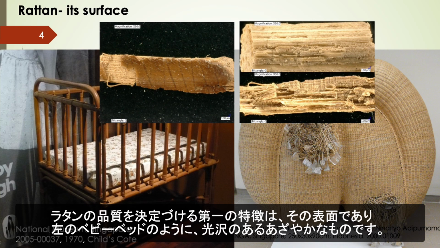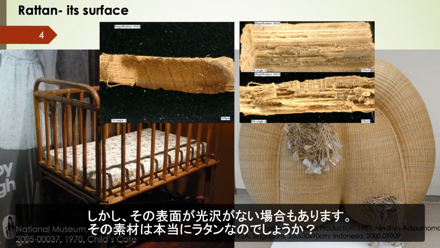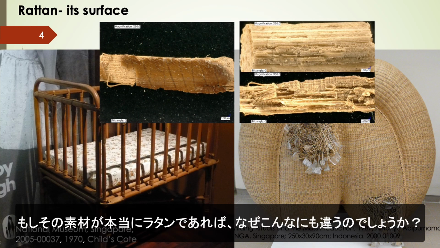The first feature of rattan, which defines its quality, is its surface, lustrous and shiny, as we see on the left side on a child's coat. But what if the surface is matte? It doesn't have any luster on the surface. Is this material really rattan? If so, why is it so different?